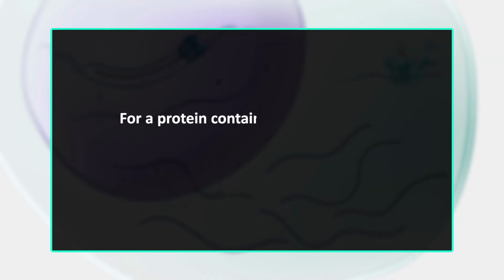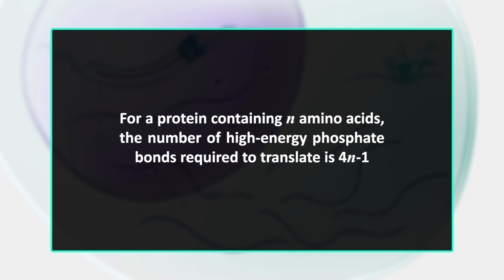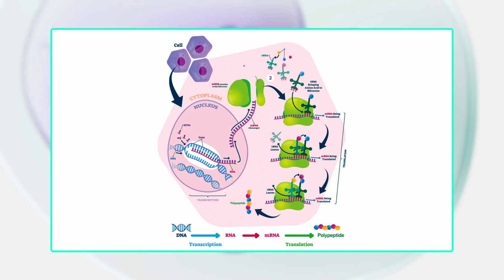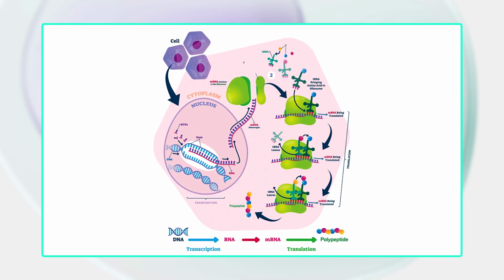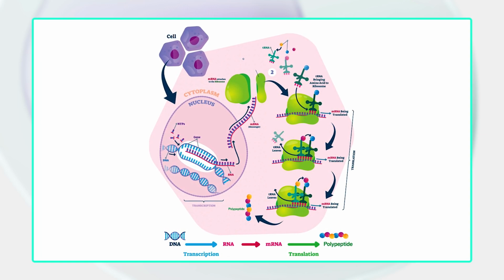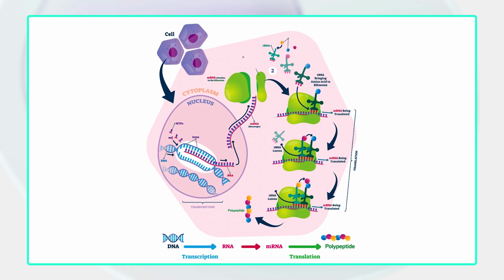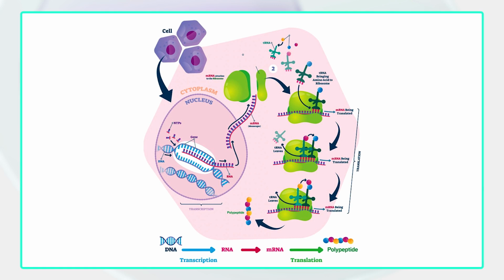The energy required for translation of proteins is significant. For a protein containing n amino acids, the number of high energy phosphate bonds required to translate is 4n-1. The rate of translation varies. It is significantly higher in prokaryotic cells, where up to 17 to 21 amino acid residues per second are added, than in eukaryotic cells, where up to 6 to 9 amino acid residues per second are added to the growing polypeptide chain.